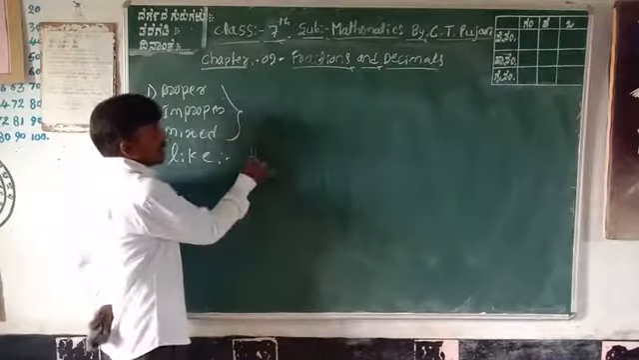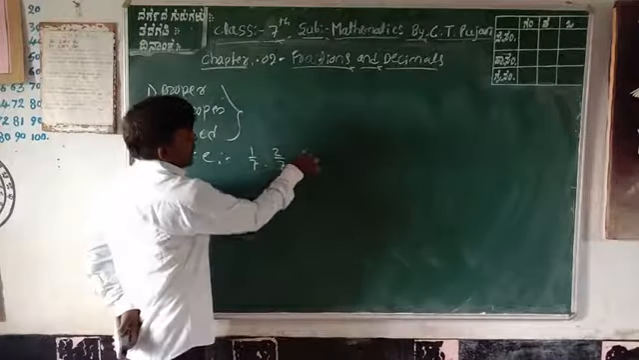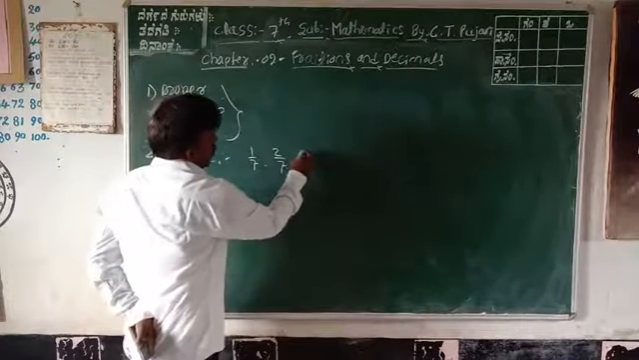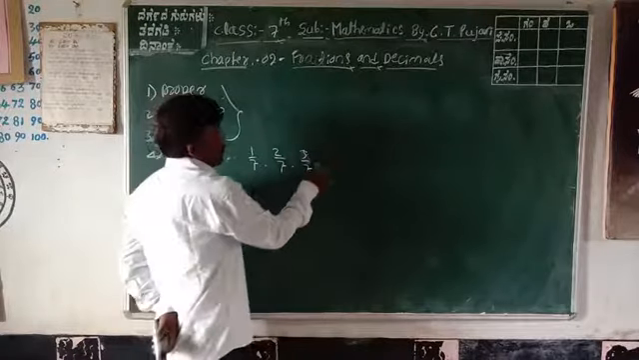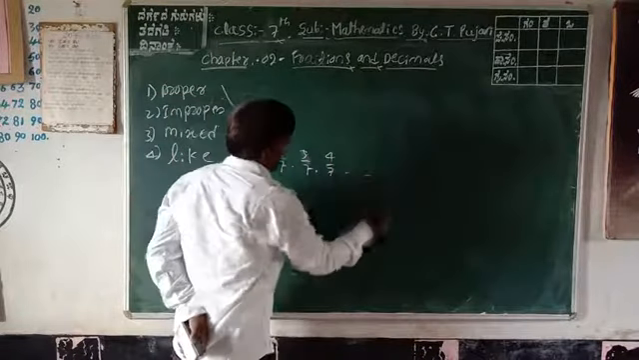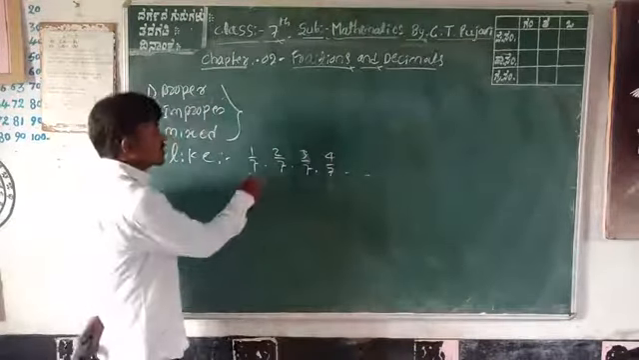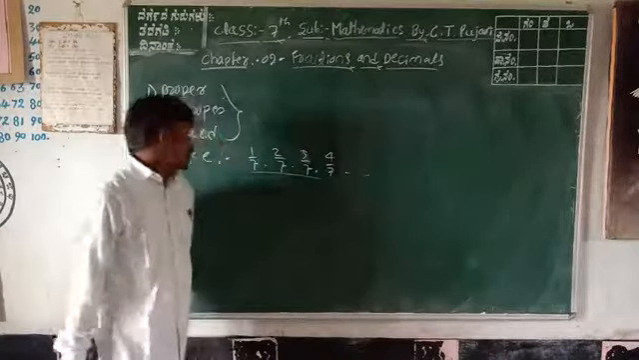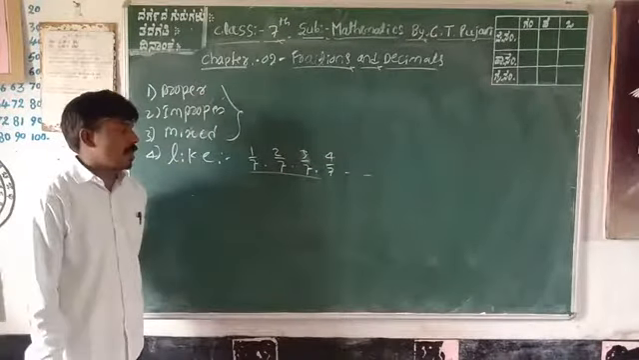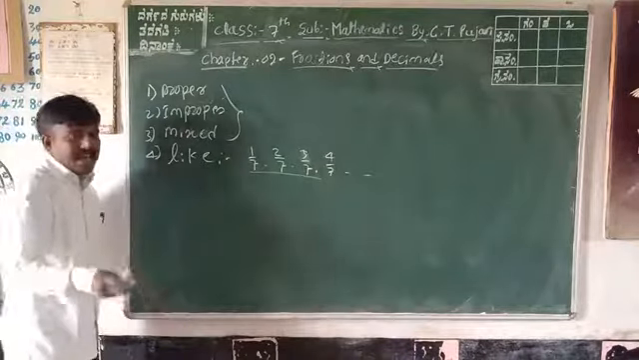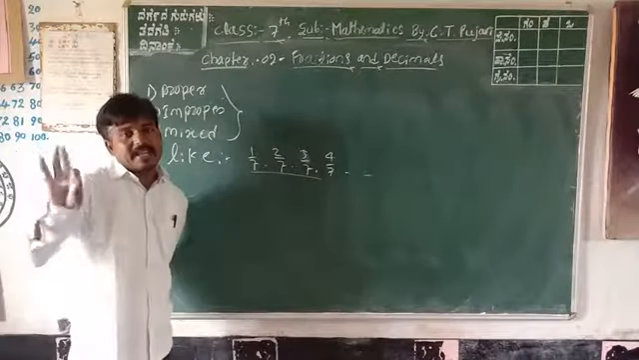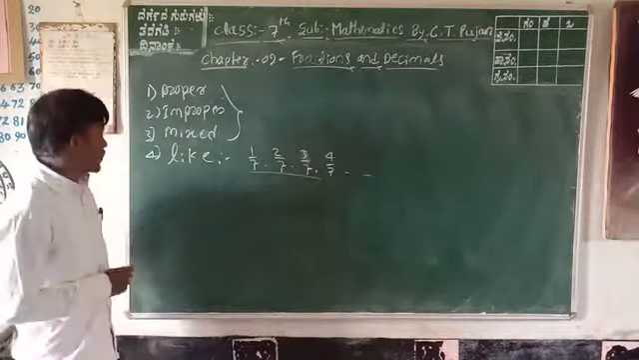Like fractions means 1 by 7, 2 by 7, 3 by 7, 4 by 7, and so on. The same denominator is called, sorry, like fractions. Same denominator. Next, unlike fractions are those where the denominator is changed.